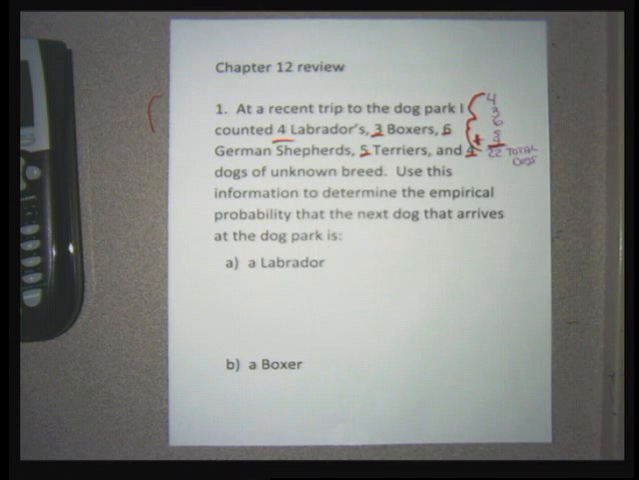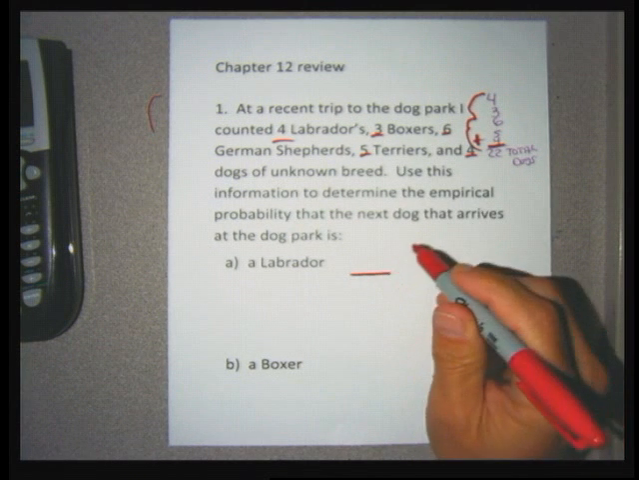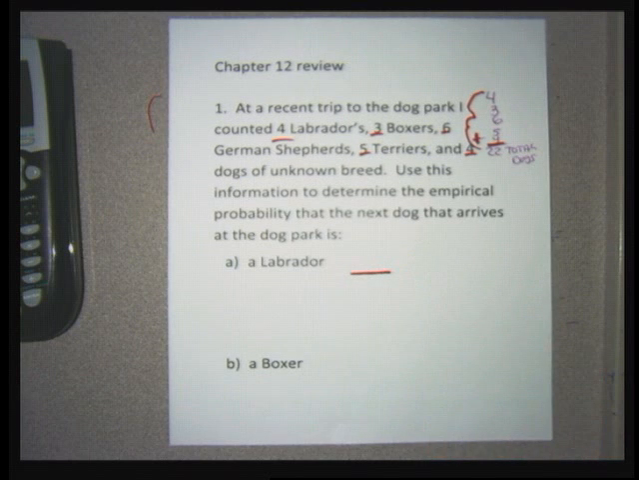The questions for this problem basically want me to use this data to predict the breed of the next dog that arrives, and they ask me to use empirical probability. Each of these parts is just going to be a fraction, because all probability questions will start off with a fraction answer. In the denominator, it's going to be the total number of dogs that were observed. In the numerator, it's going to be the total number of dogs with the breed that I'm looking for.